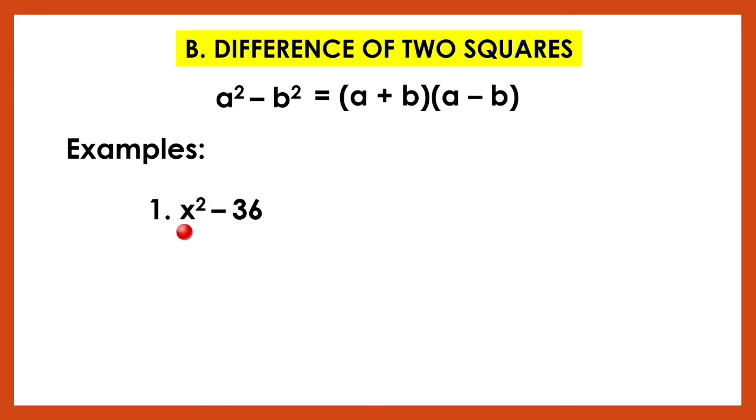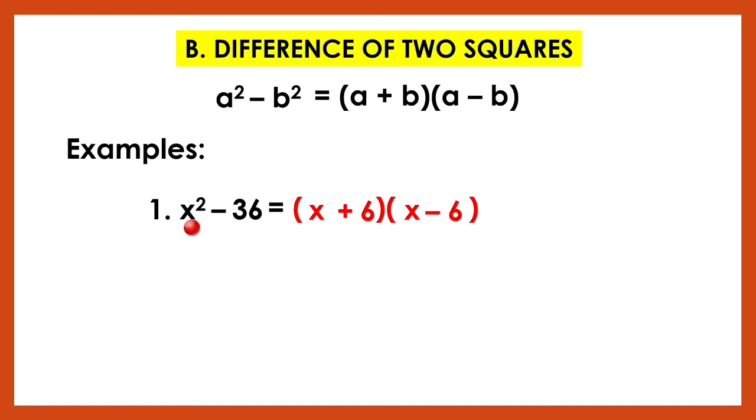What are the factors of x squared minus 36? So, kung mapapansin natin, difference of 2 square. Ang x square is perfect square. Ang 36 is perfect square. So, una, kunin natin yung square root ng x square. That is x. So, ito yung ating isusulat na factor. And then, kunin natin yung square root ng 36. That is 6. 6 times 6 is 36. Then, dahil difference of 2 square siya, isusulat natin as sum and difference.